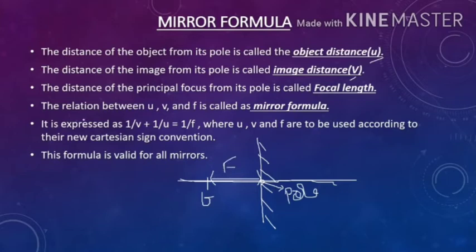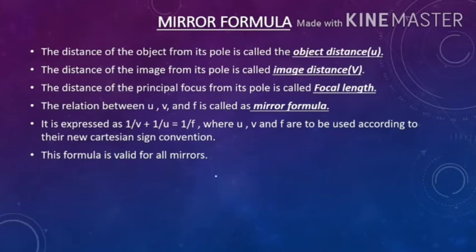Then the relation between u, v and f is called the mirror formula. So the relation between the focal length, the image distance and the object distance is called the mirror formula. It is expressed as 1 by v plus 1 by u equals 1 by f, where u, v and f are to be used according to the new Cartesian sign convention. We have studied sign convention earlier. So this formula is valid for all mirrors.